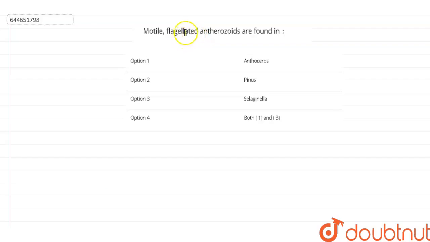Hello everyone. The question that we are going to discuss now is, motile flagellated antherozoids are found in, and the options are, first is Anthoceros, second is Pinus, third is Selaginella, and fourth is both 1 and 3.